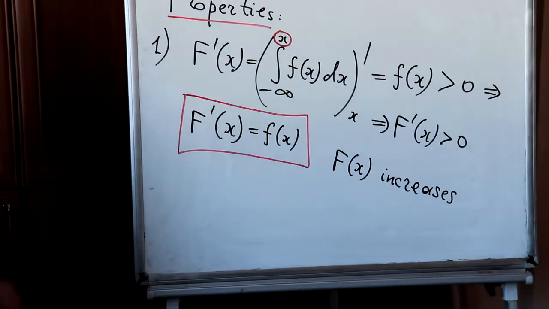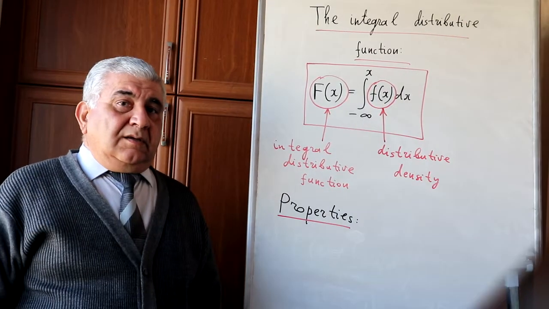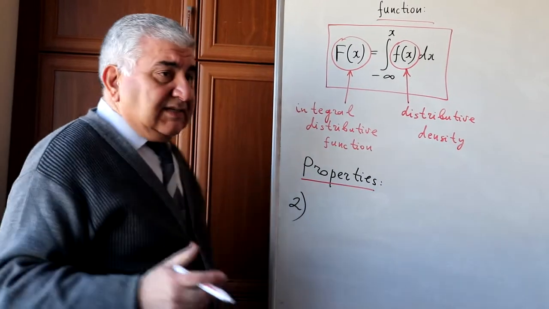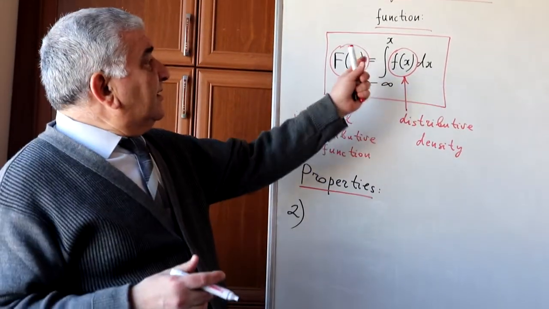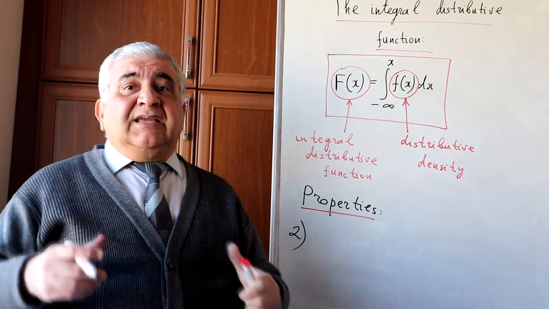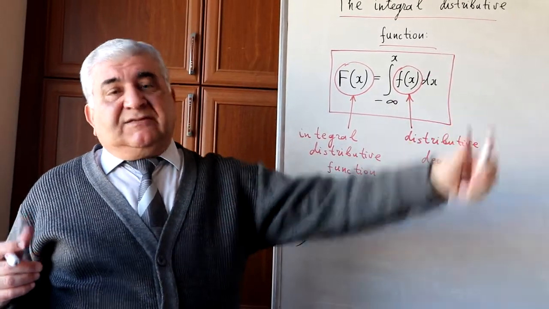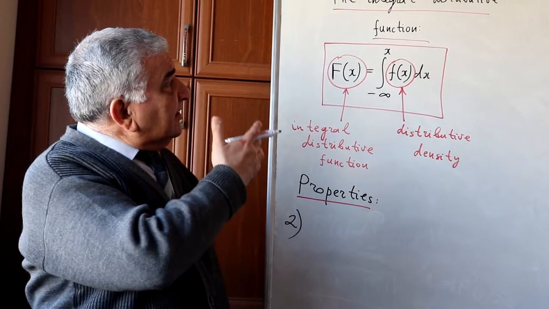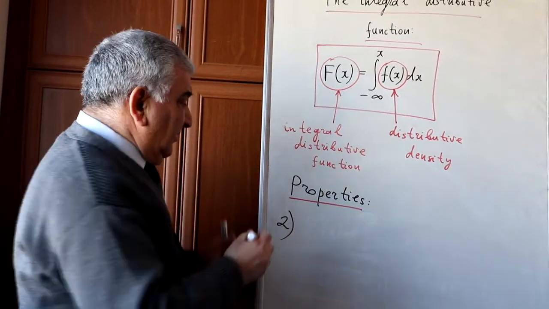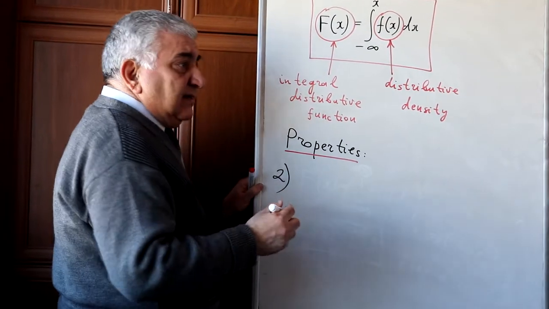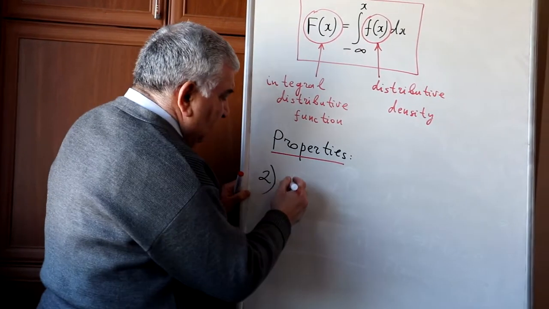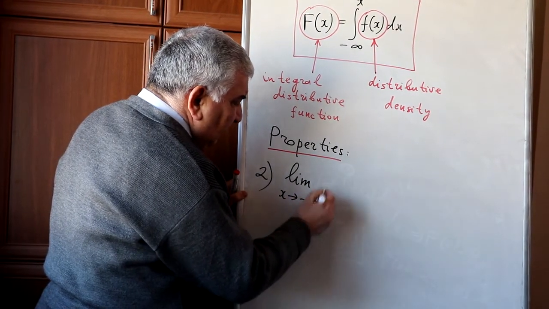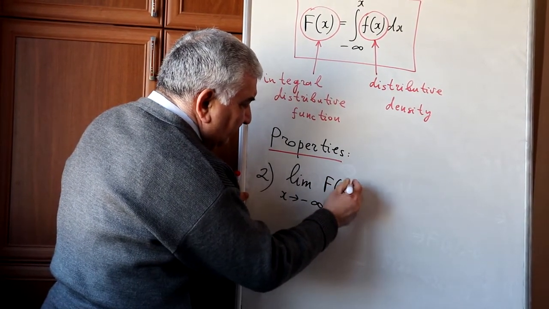Now go to the second property and consider the behavior of the integral distributive function at minus infinity and then at plus infinity. First, consider the behavior of the integral distributive function at minus infinity. For this, we must find the following limit. Limit when x tends to minus infinity of F capital of x.